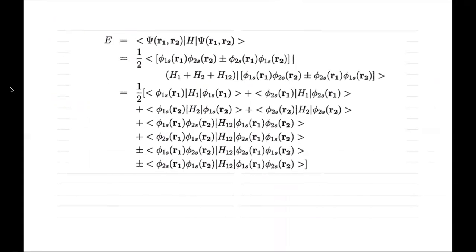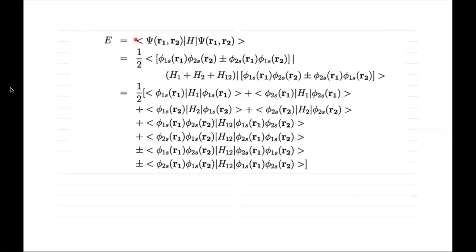So this is now the energy, which is the expectation value of the wave function, which is a function of electron 1 and electron 2, with the Hamiltonian that we wrote down before. And the Hamiltonian, remember, was H1 plus H2 plus H12. And the Hamiltonian H1 only operates on wave functions of electron 1. The Hamiltonian H2 only operates on wave functions of electron 2. And H12 operates on both electron 1 and electron 2.